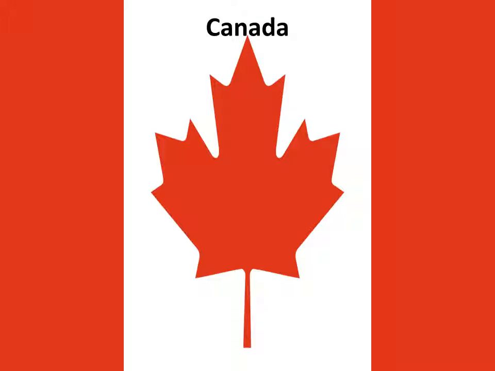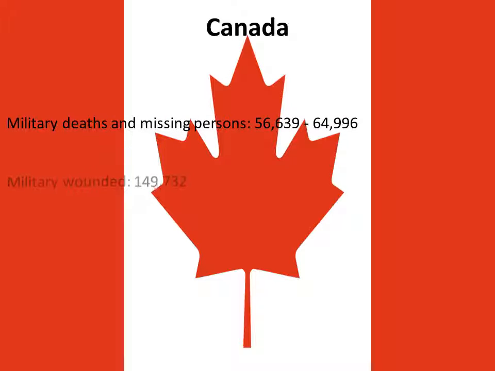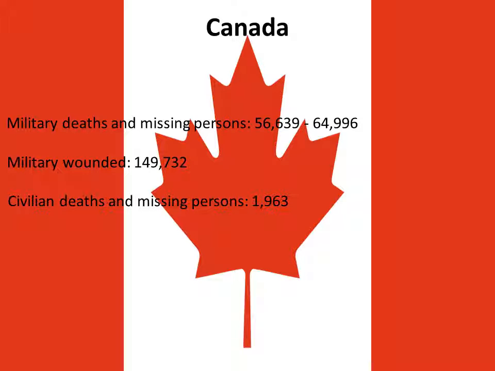Canada. Military deaths and missing persons are numbered at 56,639 to 64,996. Military wounded is numbered at 149,732. Civilian deaths and missing persons is numbered at 1,963.